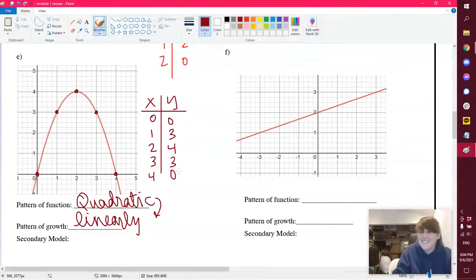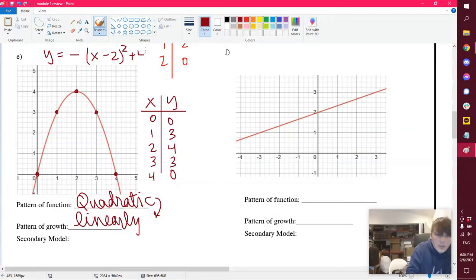My housemate's coming in. And again, we don't know these equations yet, but if we really wanted to, we would notice that this is like a regular parabola flipped upside down, moved over 2 and up 4. So we'd say flipped upside down, over 2, and up 4, for those who are curious. We'll get there eventually.